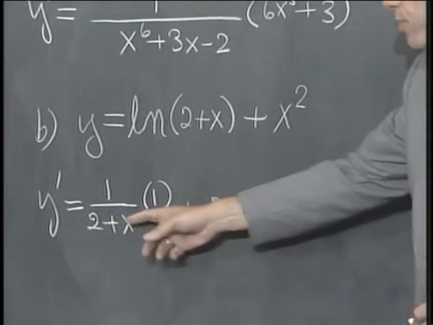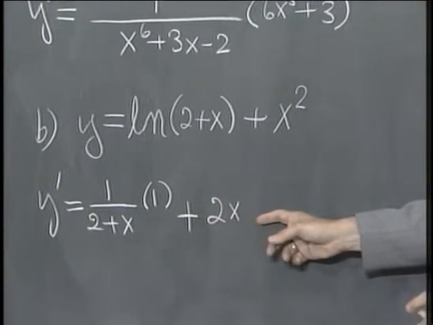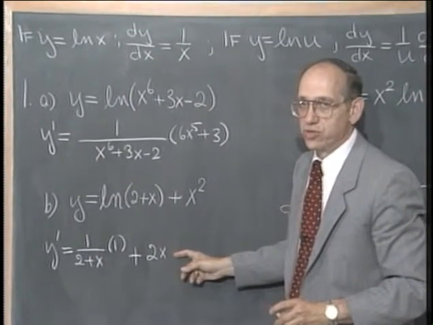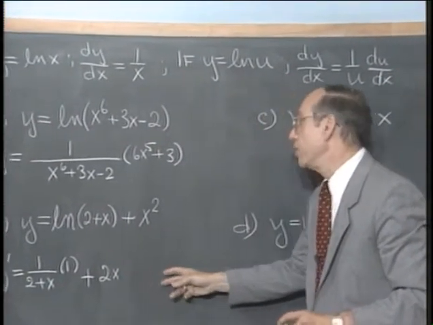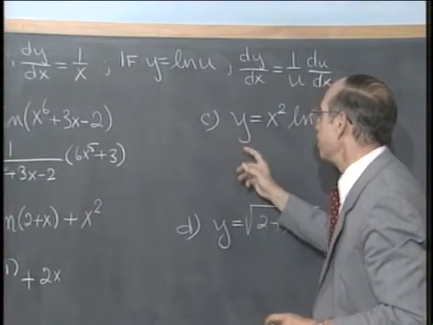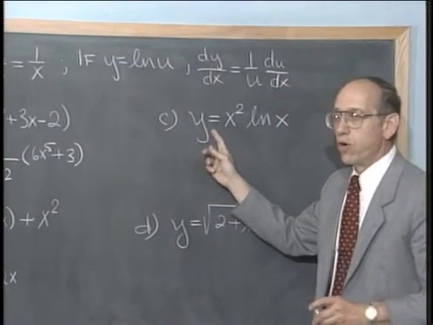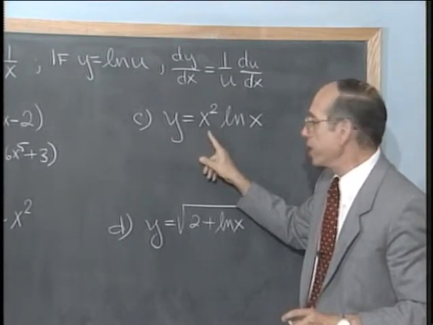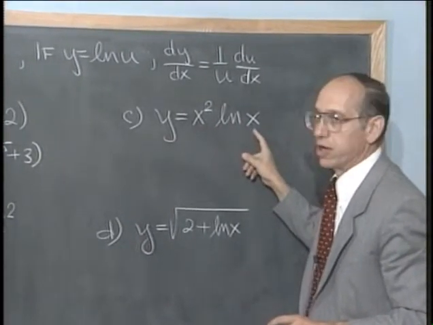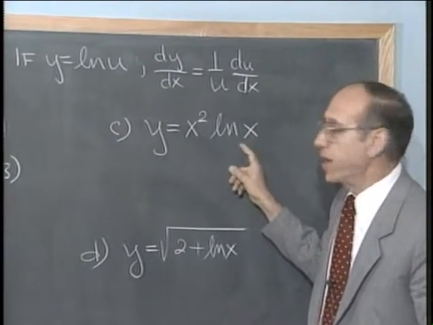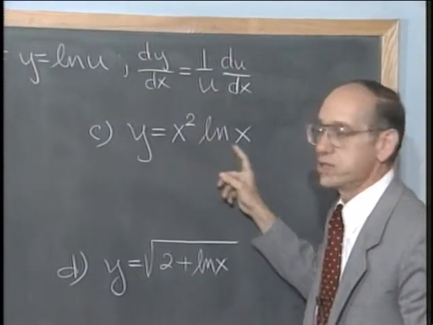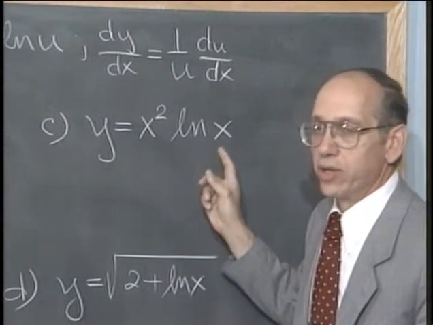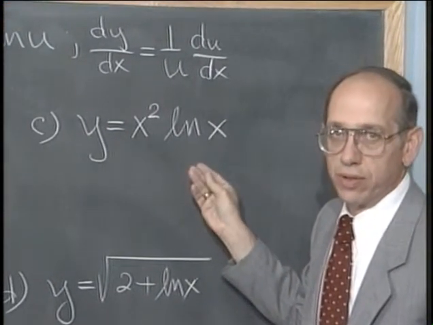Again, I could combine this into a single fraction if I chose to, but I don't think I'm going to. I'll let you practice that if you choose. Moving now to 1c, we have, again, y as a function which involves both an algebraic part and a logarithmic part. But in this case, we have x squared times the log of x. That means if we're going to find the derivative, we're going to have to use the product rule.